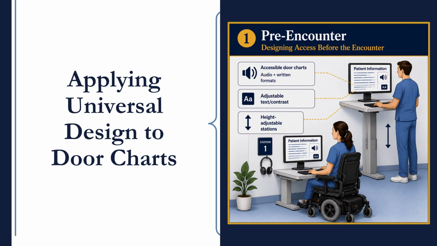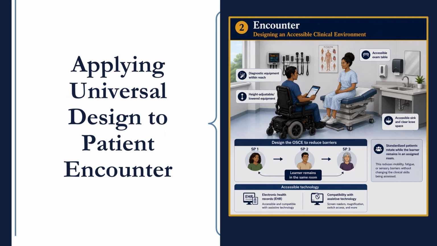There are several ways to incorporate universal design principles into clinical skills assessments. For example, door charts can be provided in accessible formats. Depending on what the assessment is intended to measure, information might be available in both written and audio formats or through technology that supports different methods of access. Door chart stations can also be height adjustable so that students can review materials from a seated or standing position. The physical environment should also be considered.